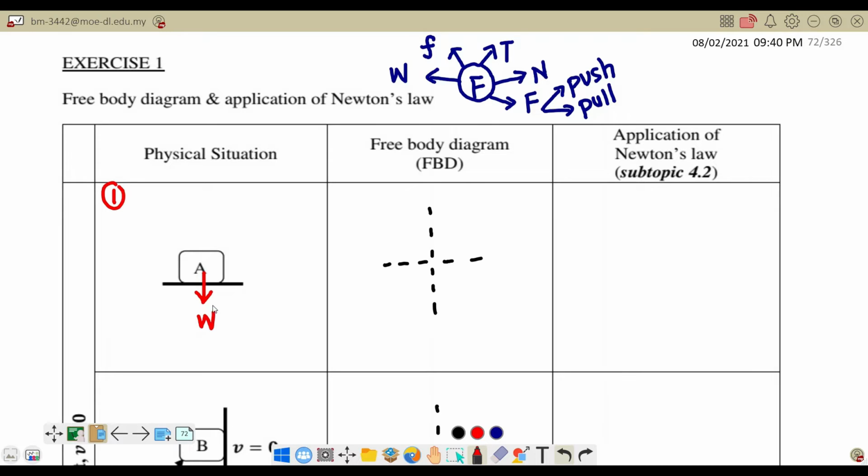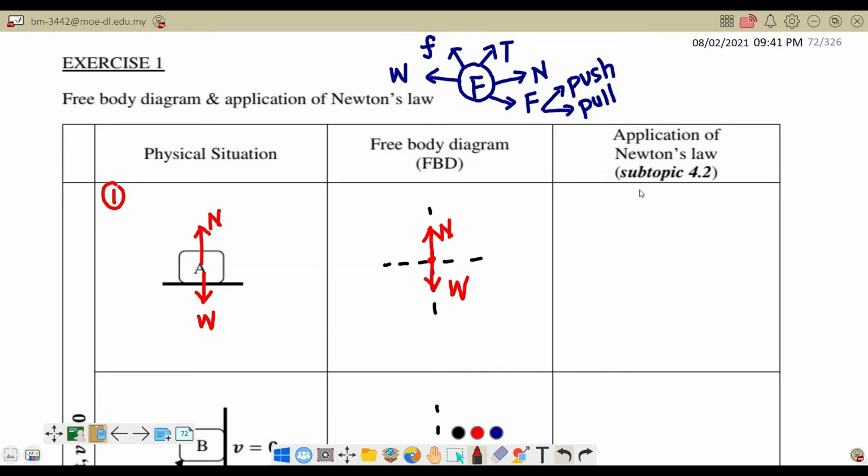Do we have frictional force? No, because the question didn't mention a rough surface. Do we have tension? No, because there is no string. Do we have normal force? Yes, because there is a contact surface, so we have normal force acting perpendicular to the contact surface. And we don't have external force because there is no pushing or pulling. So from the origin, we draw the normal force and also the weight.